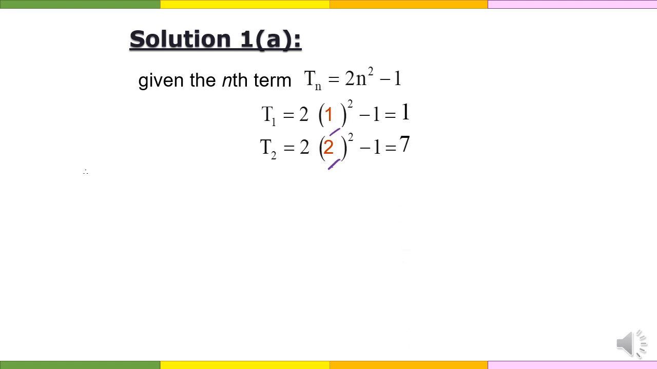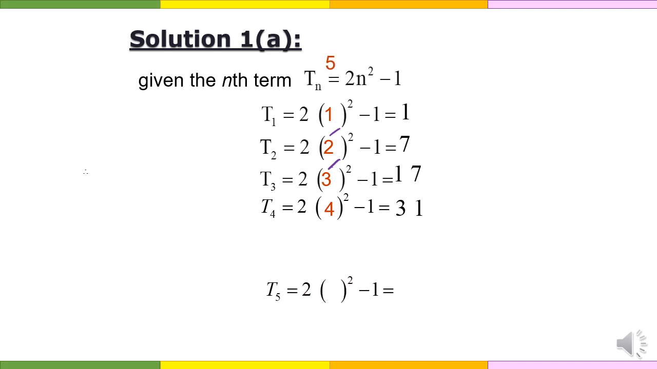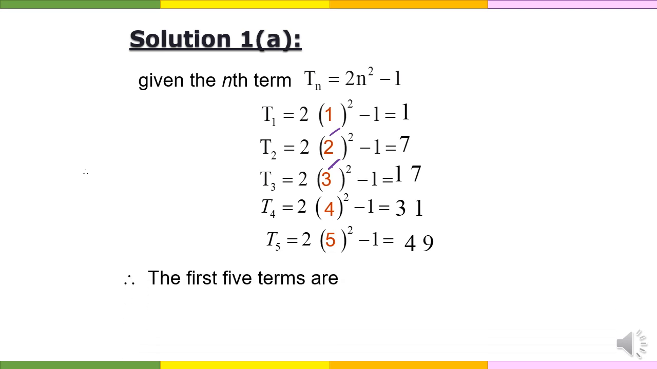Can we continue to the fifth term? So the third term is equal to 17, the fourth term is equal to 31, the fifth term is equal to 49. So how to write the sequence? Remember, in a sequence we have the comma. So list down everything, the first 5 terms: 1, 7, 17, 31 and 49.